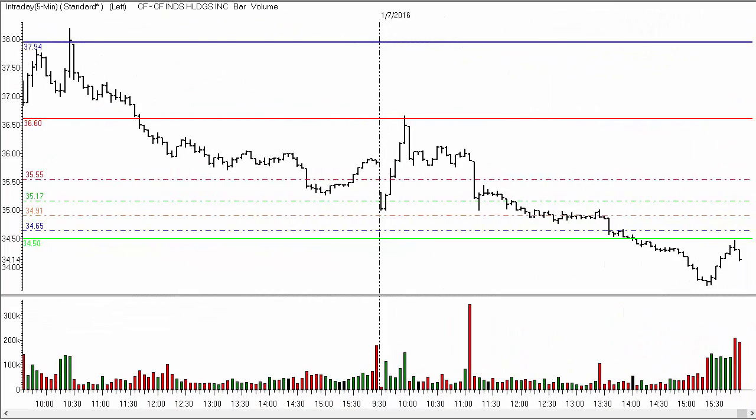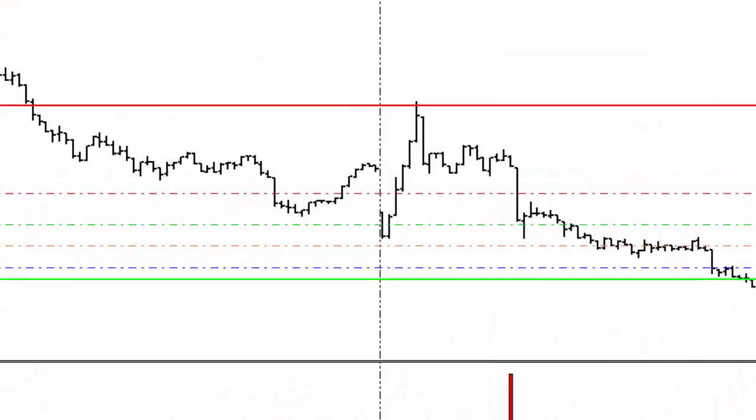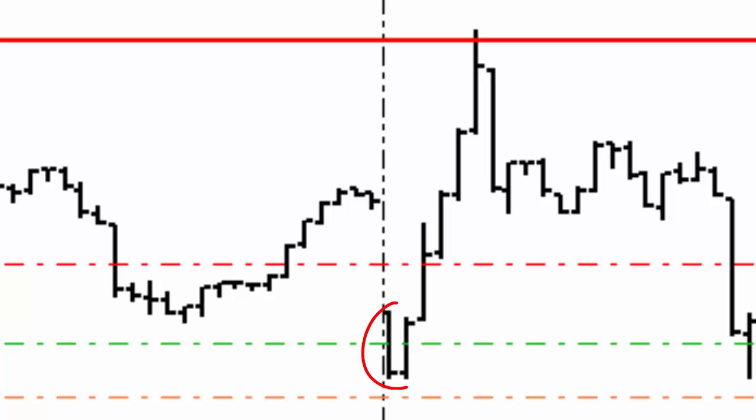CF Industries, on the other hand, ticker symbol CF. This one opened above our entry price, ticked down to 35.17, got me in right after the open. And this one did have us feel a little bit like crying because at this point it looked like that day might not shape up the way that it did. We had to move right up to the stop loss.